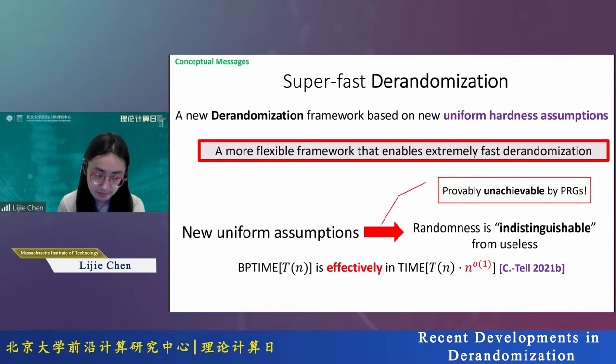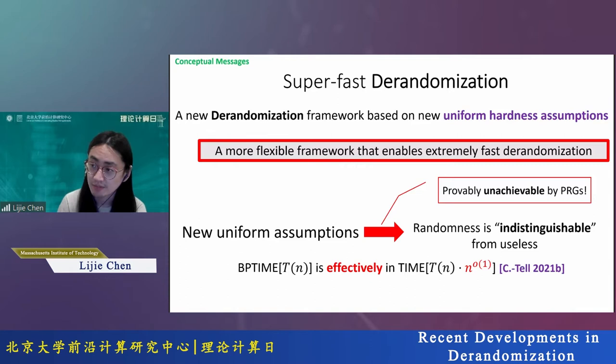What it means is that for every T(n) time randomized algorithm, you can find a deterministic algorithm which runs in roughly the same time, but it's very hard to find a counterexample where the deterministic algorithm makes mistakes. The deterministic algorithm has an overhead of n to the little o(1) and could make mistakes on some potential input, but it's very hard to find such an input by a polynomial time algorithm. So for a polynomial time adversary, it looks correct because it cannot find a wrong input quickly.